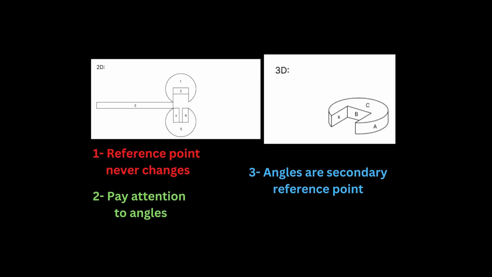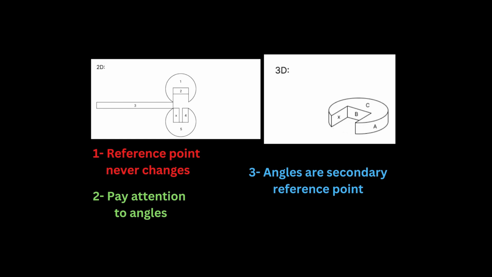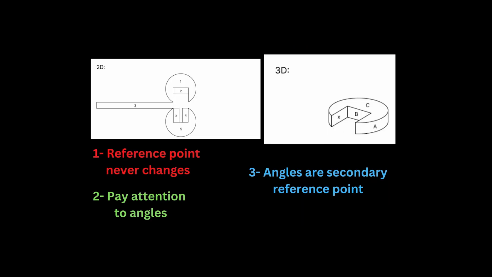Number 1, the point of reference, which is the X, does not change. Number 2, pay attention to angles. Why? Because number 3, angles act as a secondary point of reference. You can take that image and spin it around all you want to. The point of reference and the angles don't change.